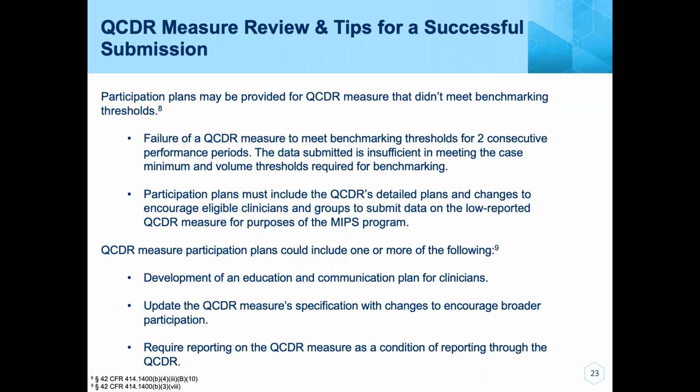So if a QCDR feels like that measure is still very important, and they want to try to have that measure maintained in the program, then the QCDR may submit a participation plan with their detailed plans and how they're going to encourage the eligible clinicians and groups to submit data on that low reported QCDR measure. The participation plan can include things such as development of an education and communication plan for their clinicians. They might update the QCDR measure specification to encourage broader participation or a larger denominator. They also may require reporting on the QCDR measure as a condition of reporting through the QCDR. Next slide, please.